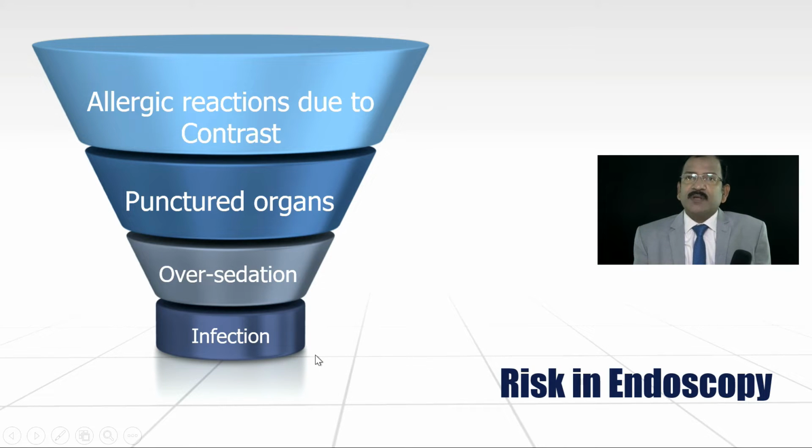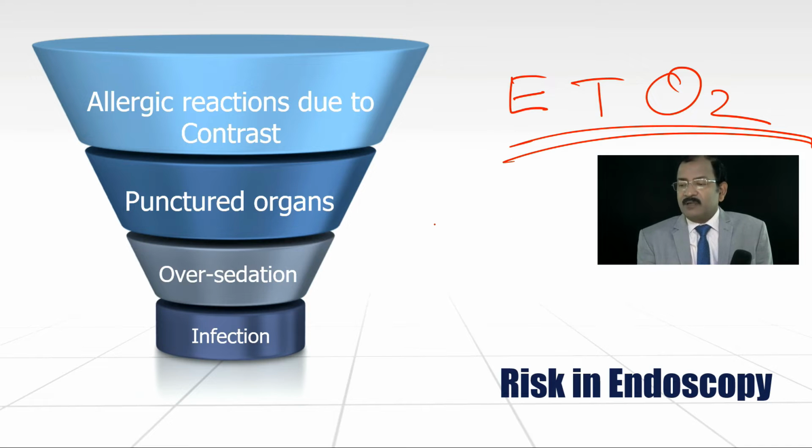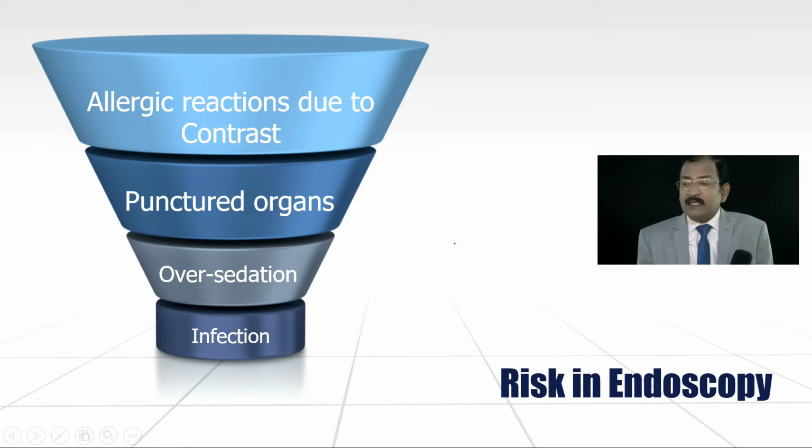Infection is one of the big problems in a heavily loaded hospital. Ideally EtO2, ethylene oxide sterilization should be there. But the problem is ethylene oxide sterilization has a detoxification time, because it is a toxic agent. So the total detoxification time taken is 4 to 6 hours. Now this is a big problem.